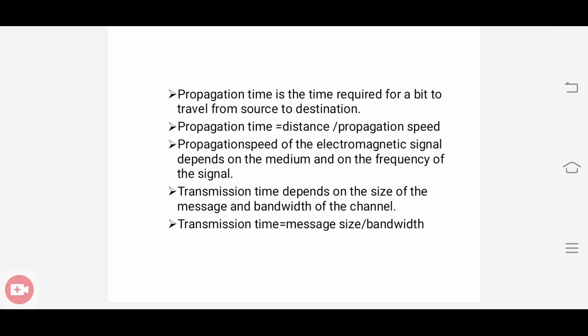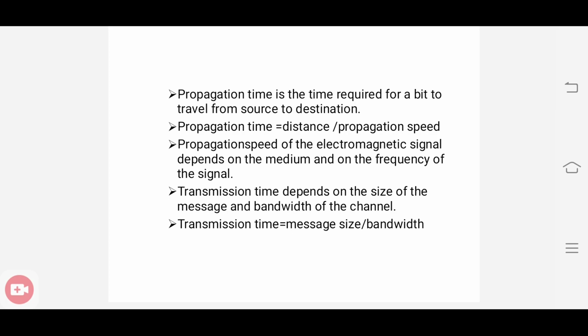Okay. The third factor that affects network performance is latency. Latency is actually delay. It has four components: one is propagation time, second is transmission time, third is queuing time, and fourth is processing delay. So what is propagation time? Propagation time is the time required for a bit to travel from source to destination. So it is equal to distance divided by propagation speed.